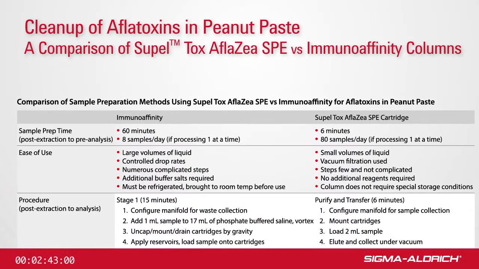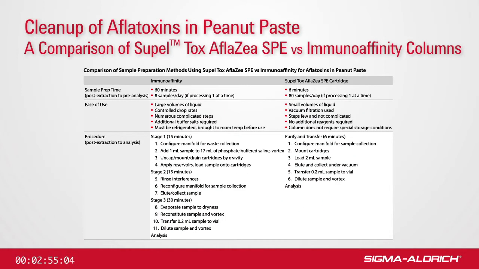A comparison of the two methods shows that the SPE technique using SupelTox AlphaZea was 10 times faster than the immunoaffinity technique. In addition to saving time, the use of the SPE cartridges required fewer and less complicated steps, making the SPE cartridges more user-friendly than the immunoaffinity columns.